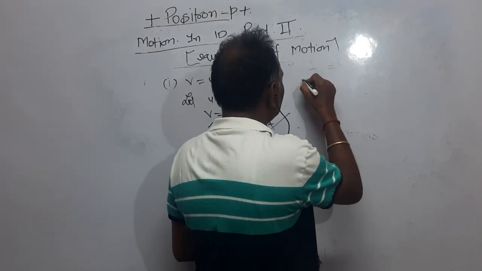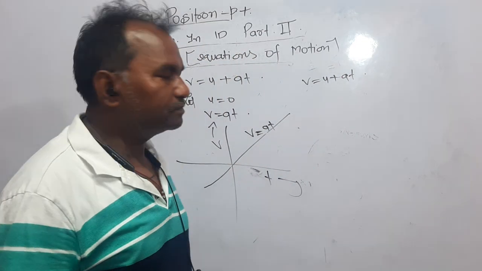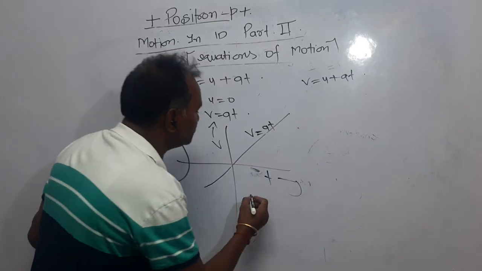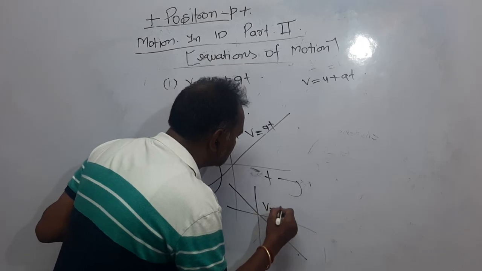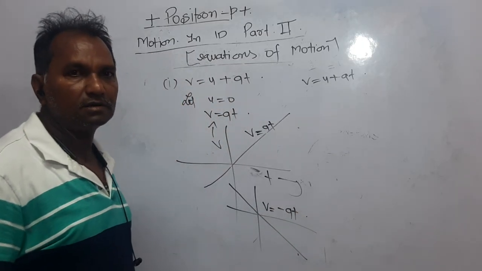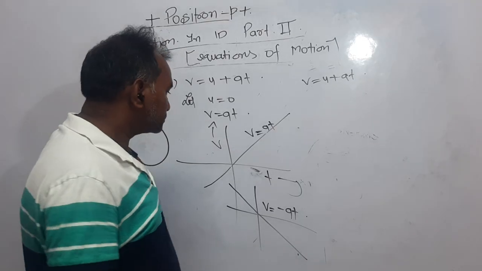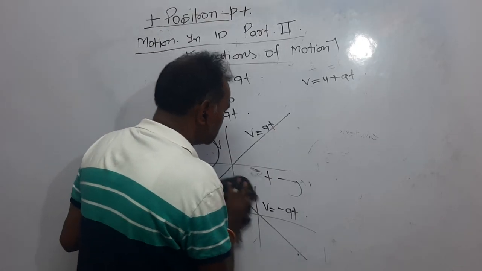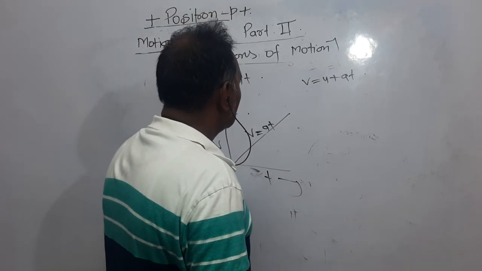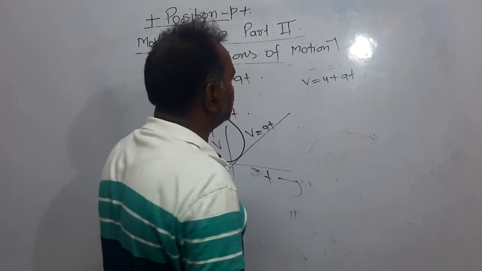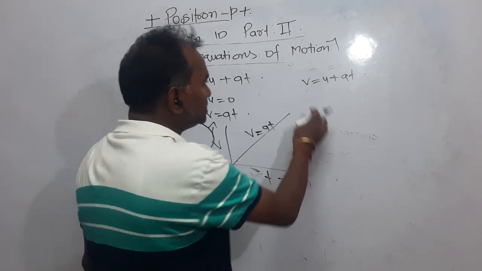Now dear students, if you want to plot v is equal to u plus at, or v is equal to minus at. V is equal to minus at will be like this, right? Now look here, we have to plot v is equal to u plus at. V is equal to at is like this, passing through the origin. V is equal to u plus at.